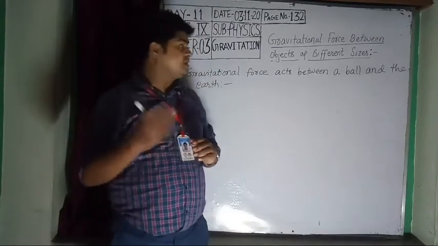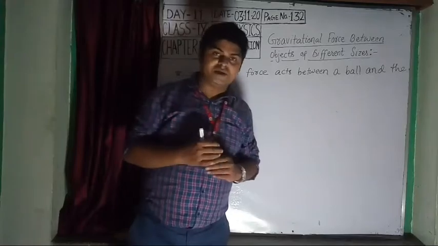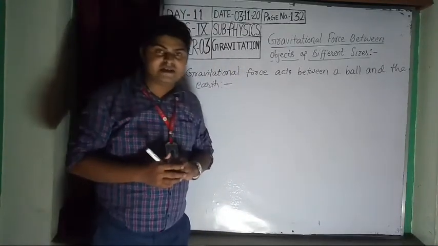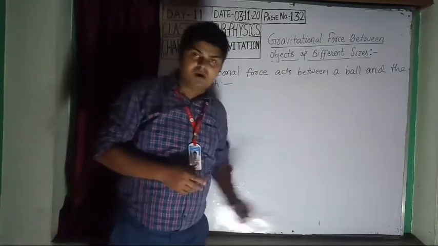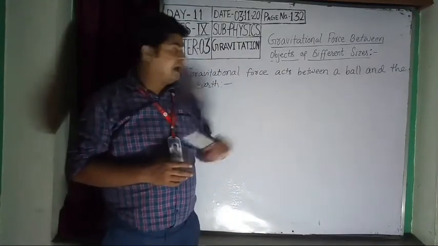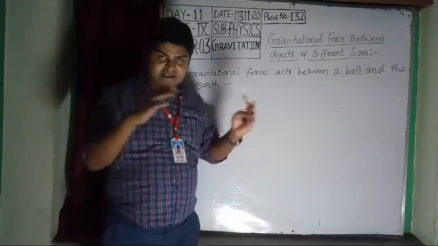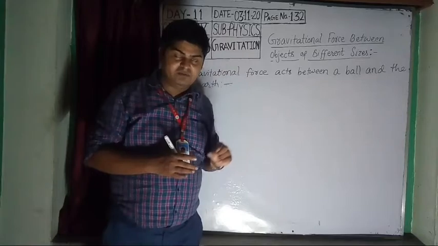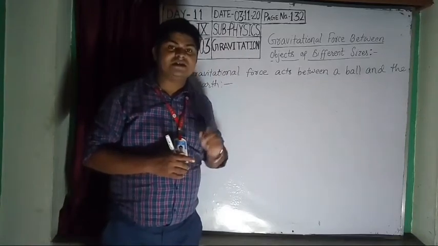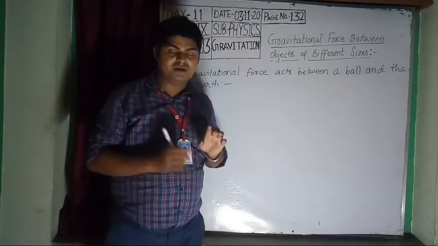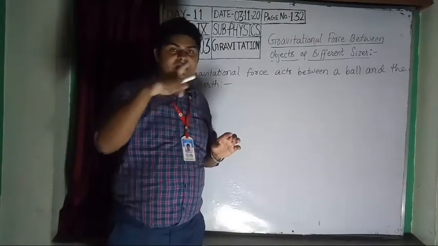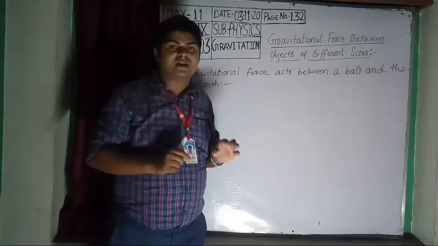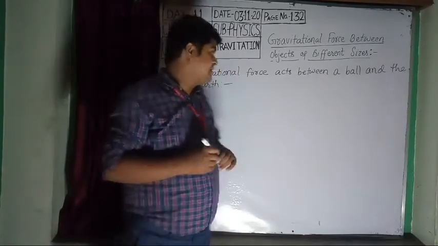Okay, students, today I am going to discuss how to find gravitational force between a ball and the earth. If the ball is placed on the surface of the earth, then the distance between the ball and the earth is the radius of the earth, because you take the distance from the ball to the earth as the radius. So let us see here.